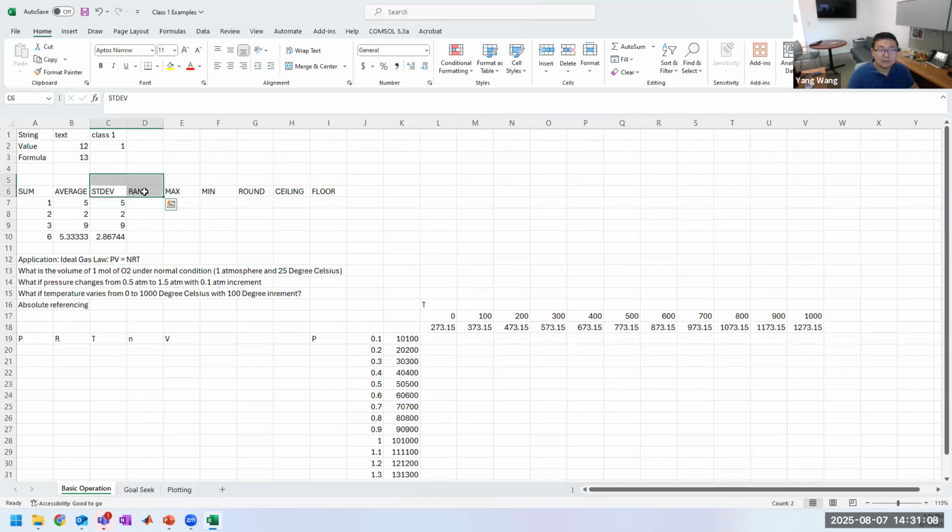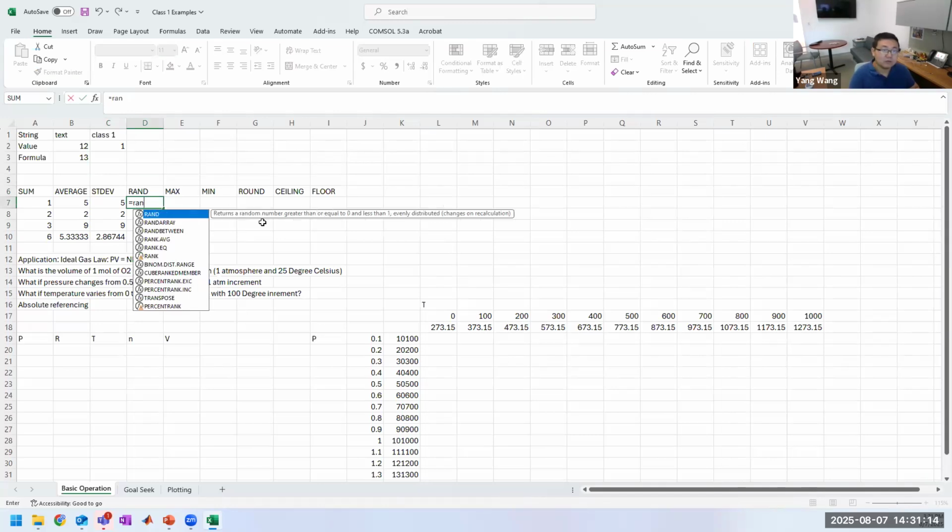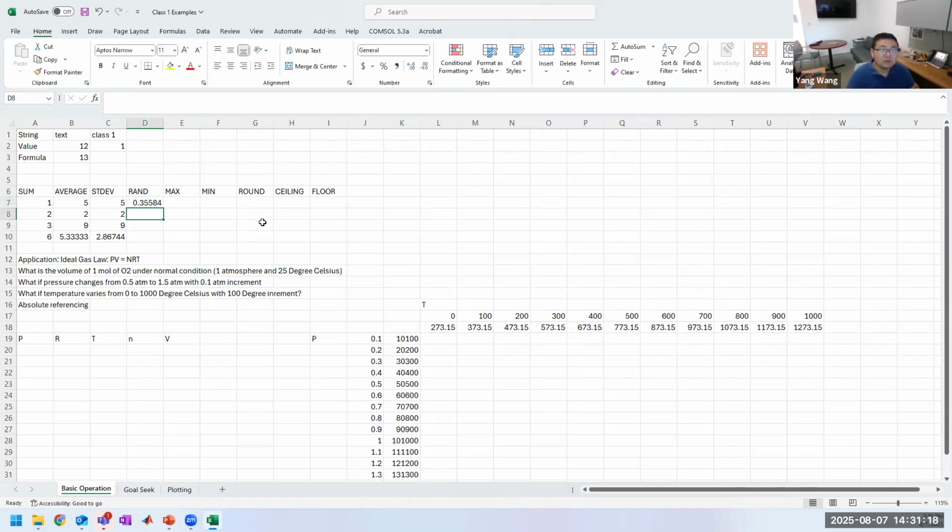So then the next is the random number, right? So if you want to generate a random number, you can just do rand and then put a bracket here, and then it's going to generate you a random number between 0 and 1. Okay, so the interesting thing is that every time we update a value near the cell, it's going to give you a new random number.